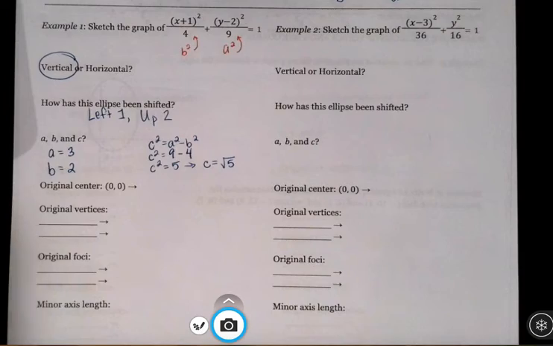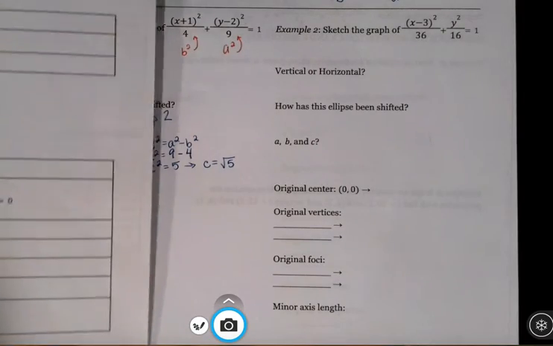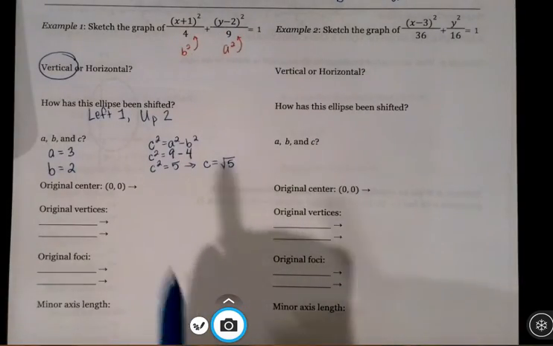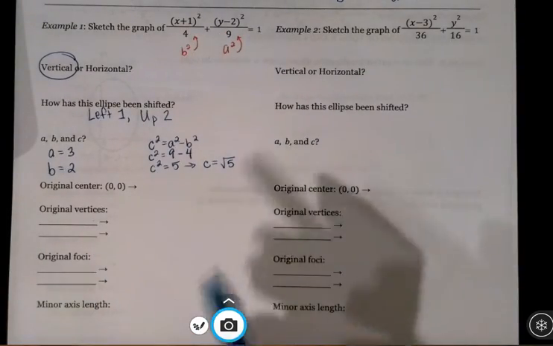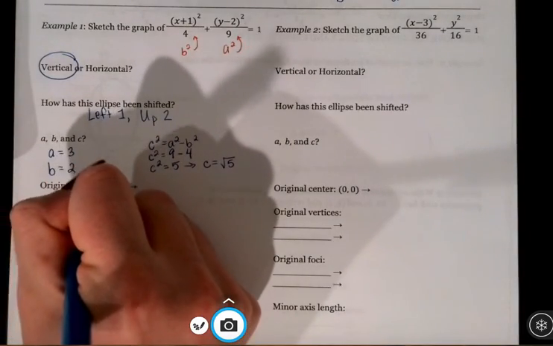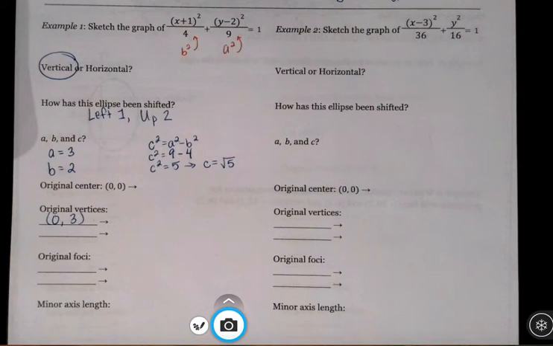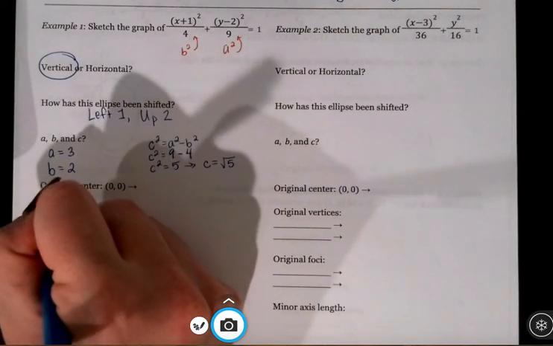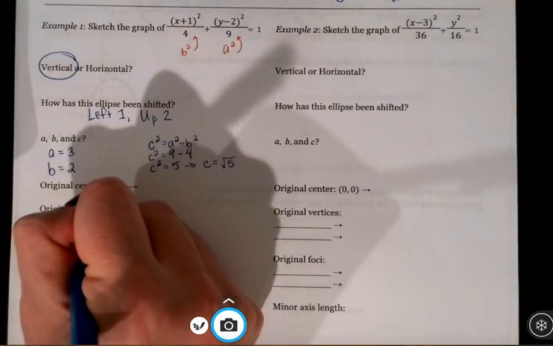So looking at my formula sheet, I'm going to scoot this over. For an ellipse that is vertical, my vertices are at 0, comma, plus and minus a. So before we wrote them as plus or minus, now I do want to write them as two separate vertices. So I'm going to do 0, comma, positive a, which my a was 3, and then 0, comma, negative 3.